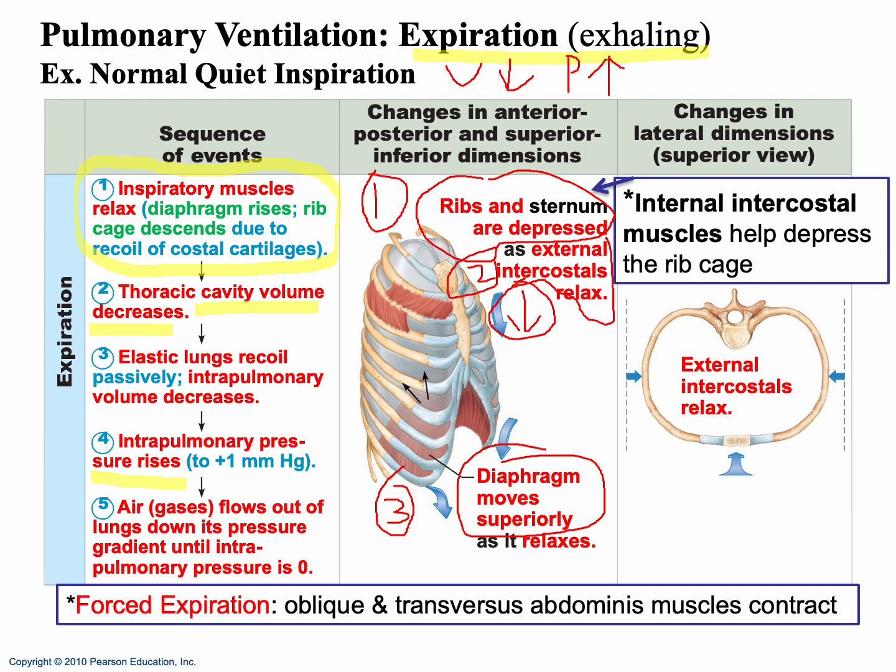So those are the big 3 to think about during the exhalation. Again, the rib cage is depressed, moves down. External intercostal muscles are relaxing, okay? And the diaphragm is moving in a superior position. That's taking place during the exhalation.